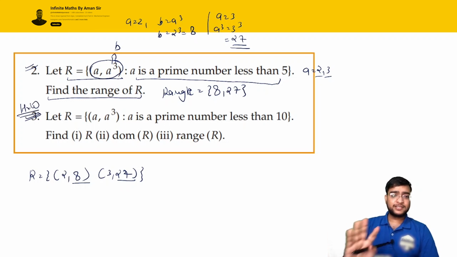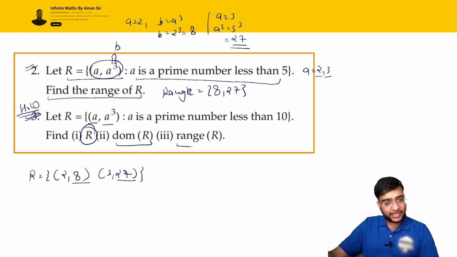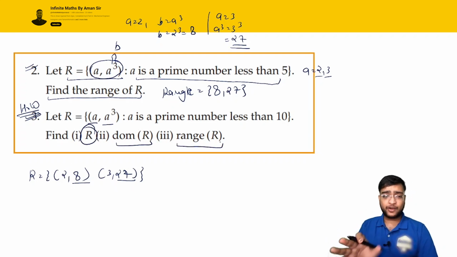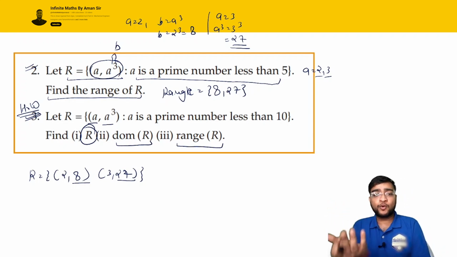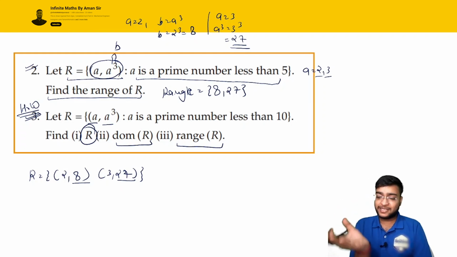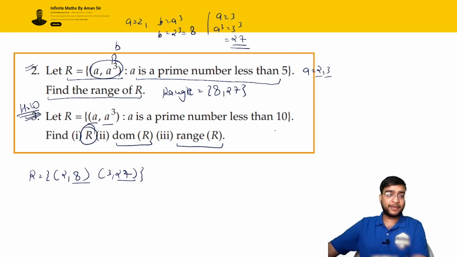Okay, so you can just try on your own. You can just take a as a prime number less than 10. Just take the numbers less than 10 and take the pairs here, and try to find the whole relation, then the domain of that R, and the range of R only. So this is very similar to our second question, but take more numbers here that are less than 10, which are prime also.